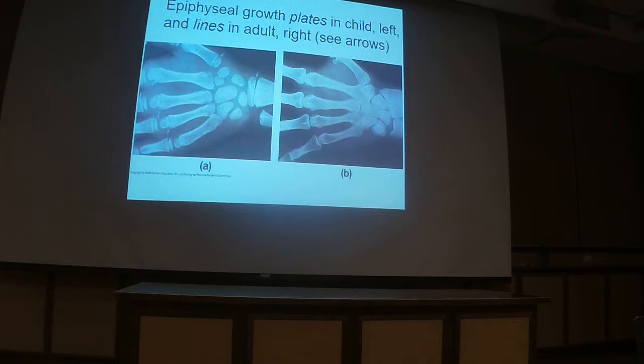This just shows the growth plates in a kid. You see that? That's an epiphysis right there of the radius. There's the radial diaphysis. That's the metaphysis. And that's the physis, that line right there. So here's an adult and you don't see it because it's fused. And all of you, I should think, have most of your bones fused.